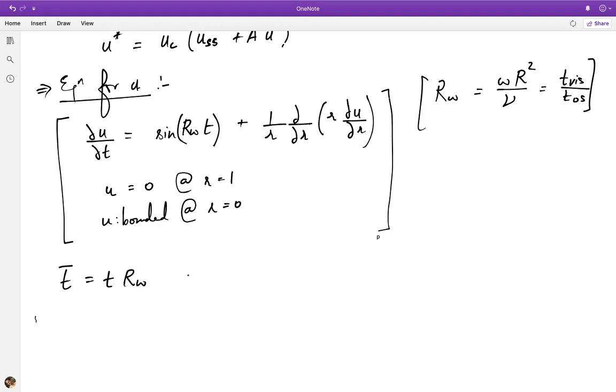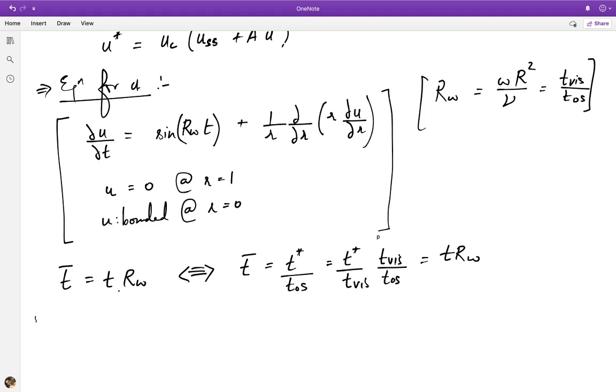Yes, rω. This is equivalent to rescaling time with the oscillatory time scale. How can we see this? Well, let's say I want to define this t bar to be the original dimensional time divided by the oscillatory time. But then this can be related to my current non-dimensional time, which is t over t viscous, in the following manner. This is the current t, and t viscous by t oscillatory is simply, as you know here, rω.